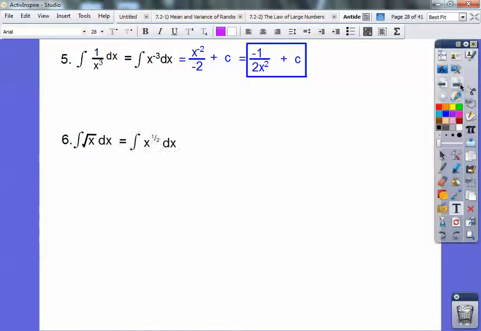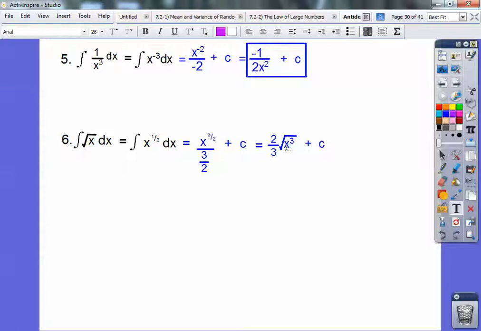Write that as an exponent. Okay, so x to the 1/2, and then add an exponent and then divide by the exponent. So it's going to be x to the 3/2 divided by 3/2. Okay, and let's put that back in radical form. So a fraction that's in the denominator inverts and multiplies. So 3/2 in the denominator becomes 2/3, times the square root. Remember that the 2 in the denominator of the exponent means square root.